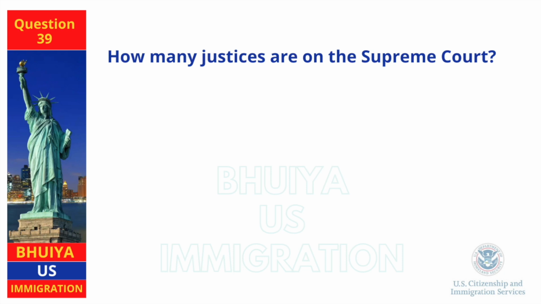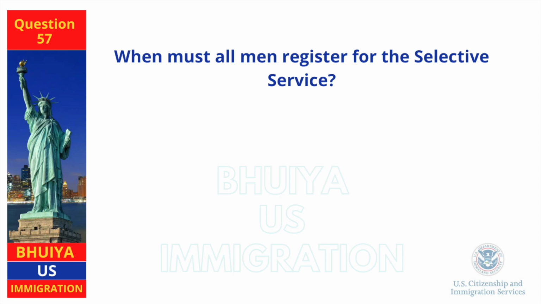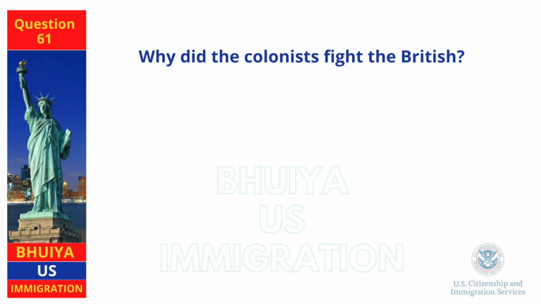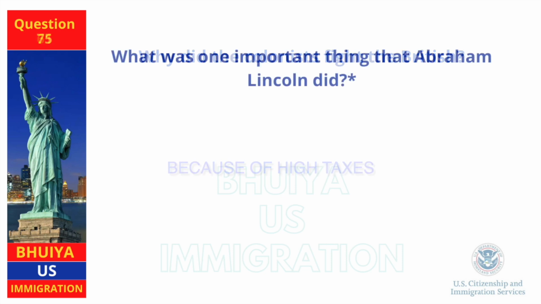How many justices are on the Supreme Court? 9. When must all men register for the selective service? At age 18. Why did the colonists fight the British? Because of high taxes. What was one important thing that Abraham Lincoln did? Freed the slaves.